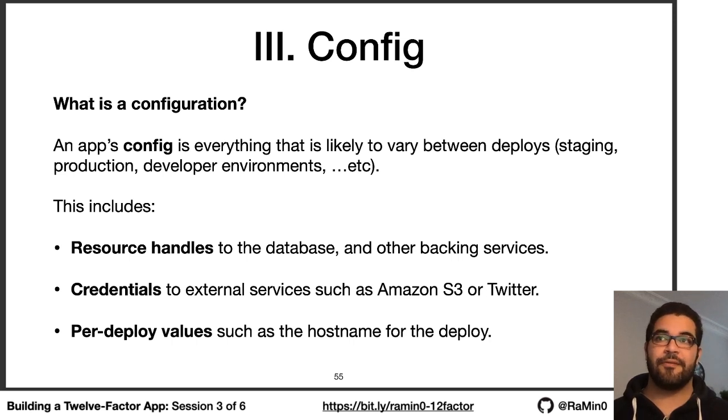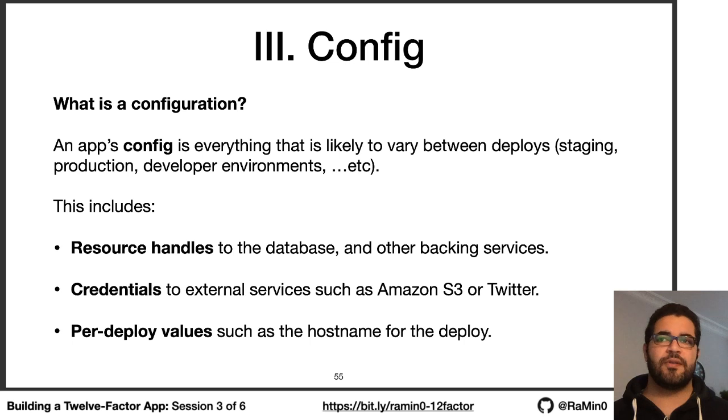So what is a configuration? Basically an app configuration is everything that is likely, as mentioned here, to vary between deploys. And what I mean by that is that it's a setting for your app. So if, for example, this setting is something like a value that you need for your app to run, and then this value changes depending on the environment you're running. So for example, if you're doing it locally, you need a certain value. If you're doing it in staging, you need another value. If you're doing it in production, you need a third value. This is what we call an app config.